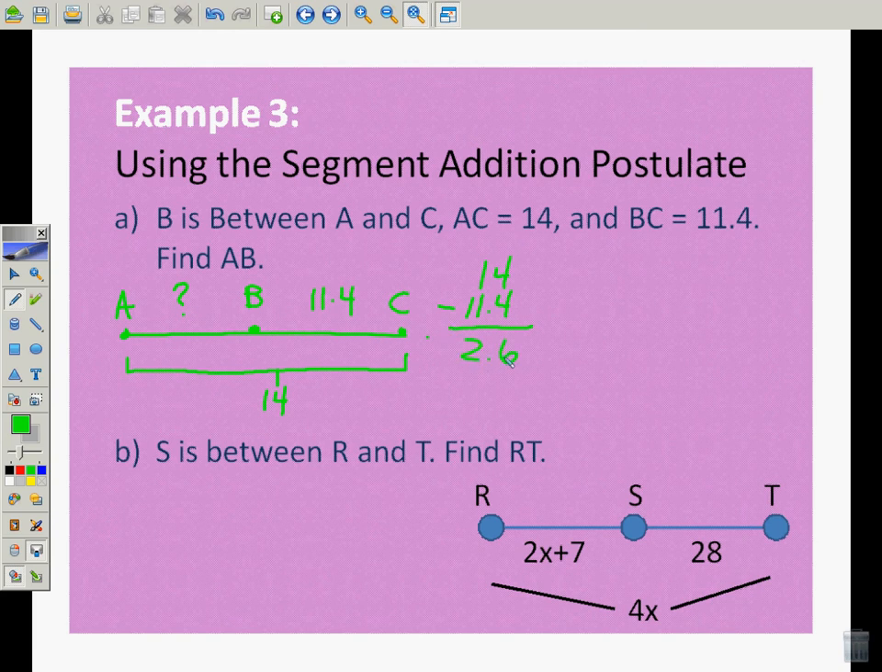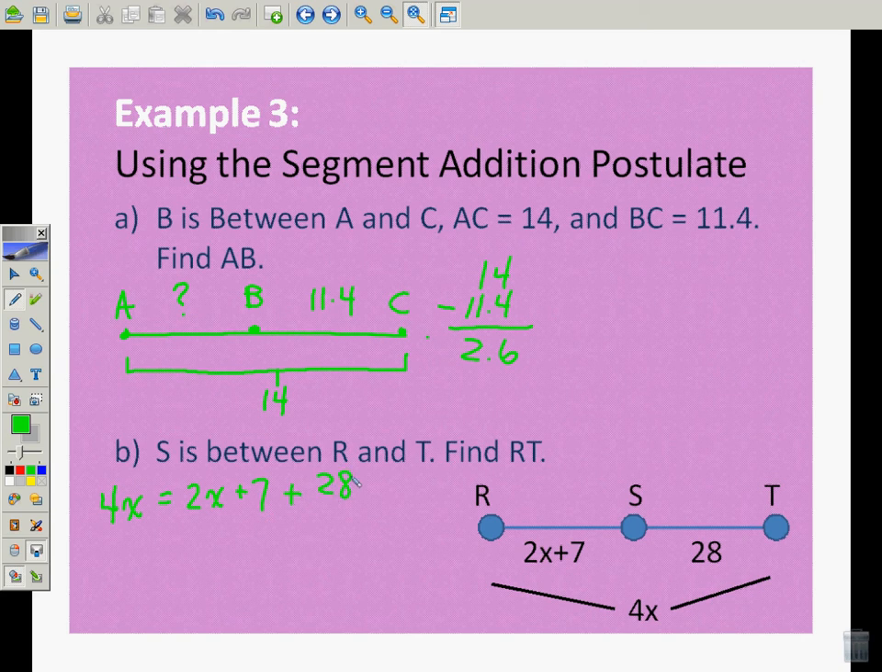Okay? At the bottom here. S is between R and T. Find RT. Unfortunately, this time they have not given us anything in there. But they've given us a picture. This is good. Now, I know that the whole thing is 4x. But what's that equal to? It's equal to the two pieces being added together. So I'm saying that if I took RS and I added ST, I'd get the whole thing. The whole thing would be there.